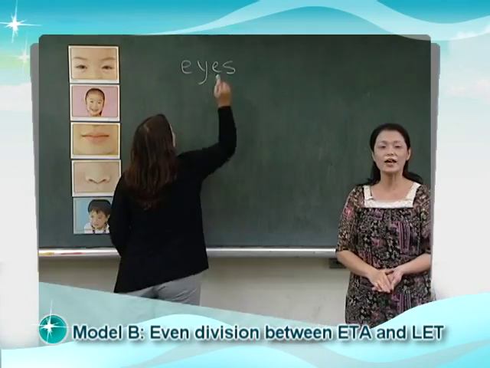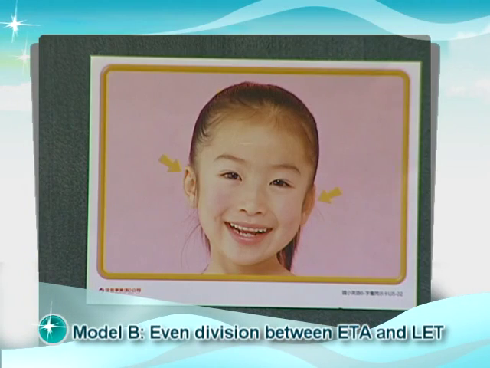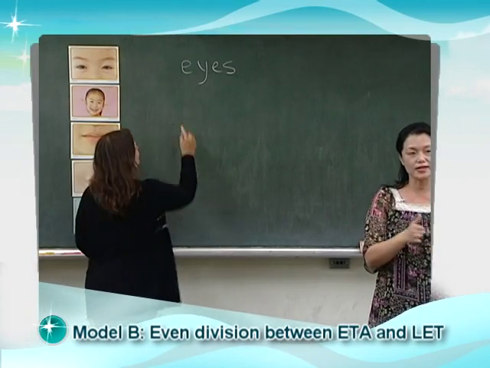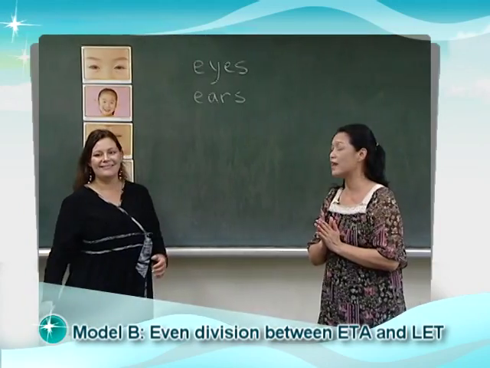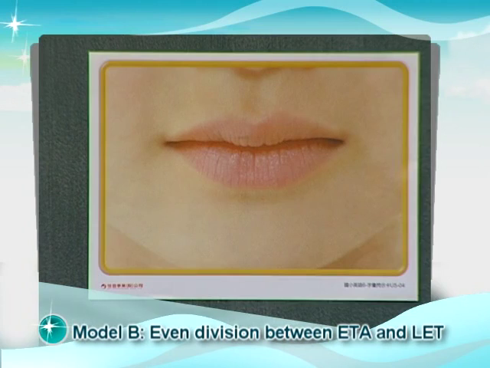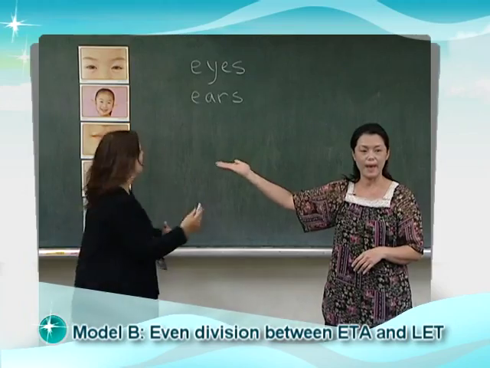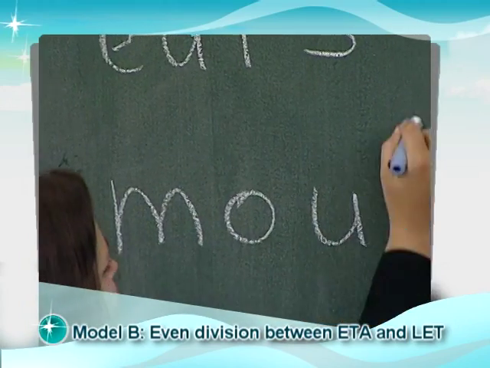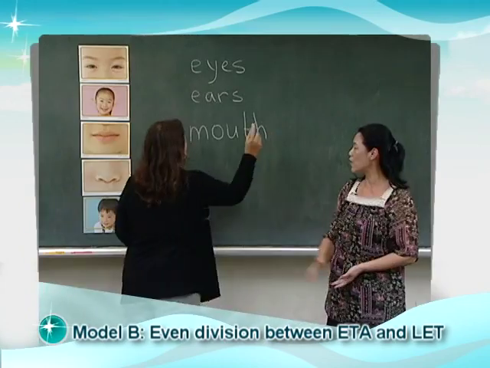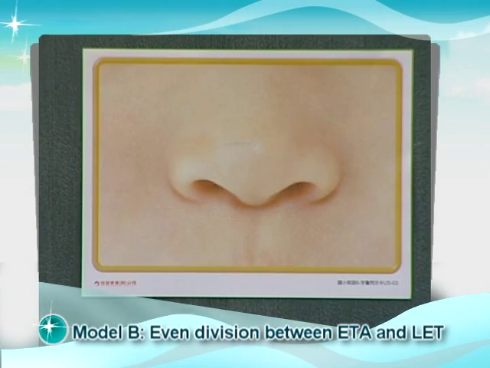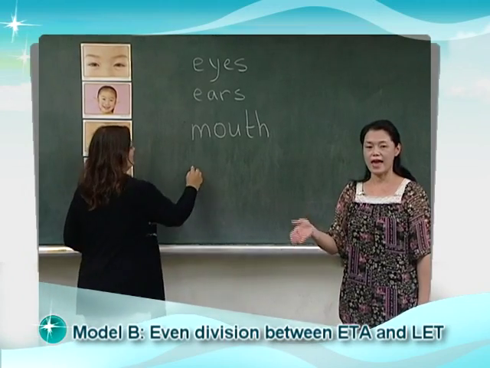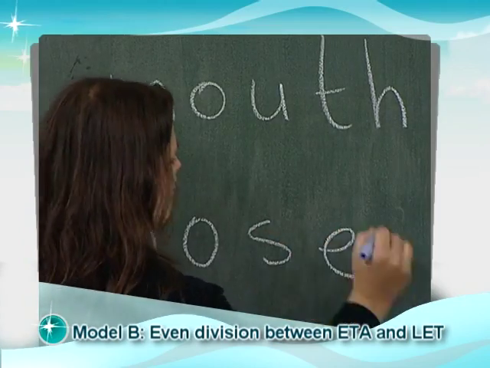Very good. The second word is ears. Would you please repeat after me? E-A-R-S. Excellent. You are all very good at spelling. And the third word is mouth. M-O-U-T-H. Very good. Okay. And Teacher Catherine, what is next? What's the next word? This is nose. N-O-S-E.